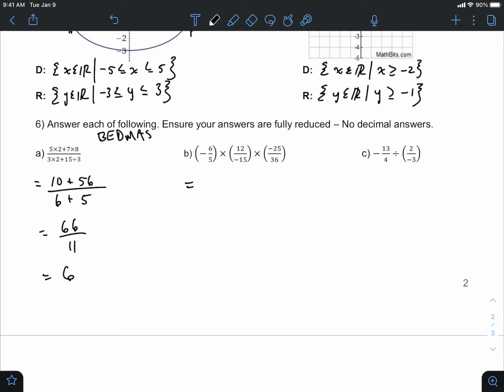So what we can do here, right off the bat, if you had your calculator available to you, you could just do this, I suppose. Just multiply all 3 tops and all 3 bottoms. But what if you didn't have a calculator?